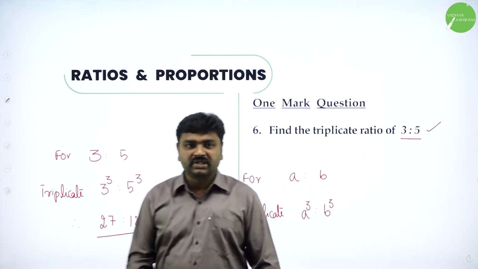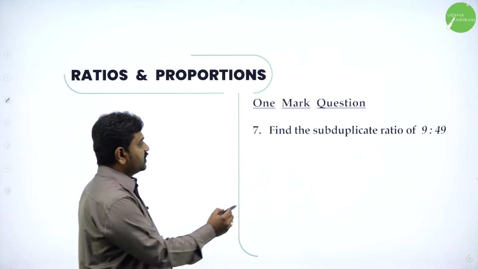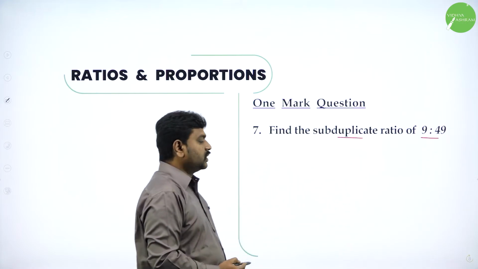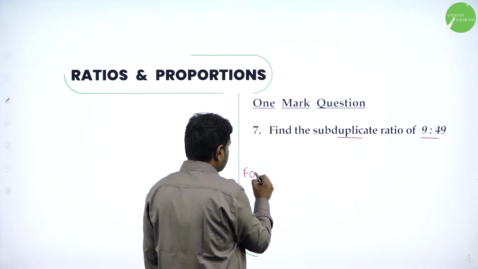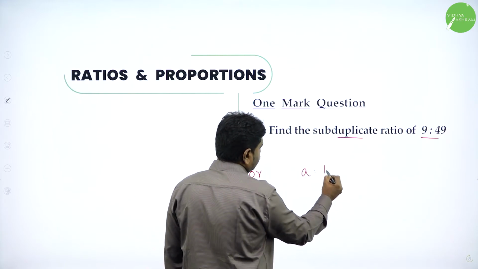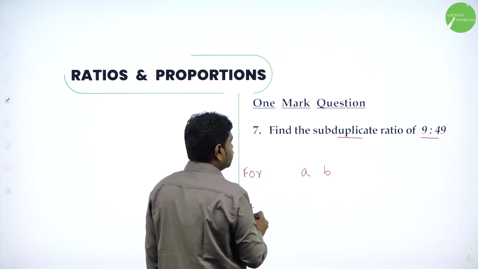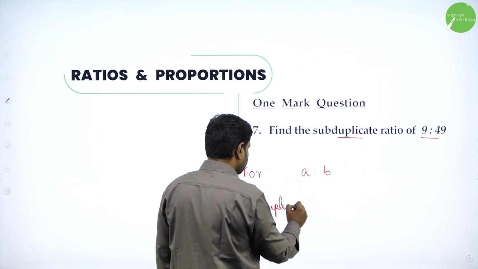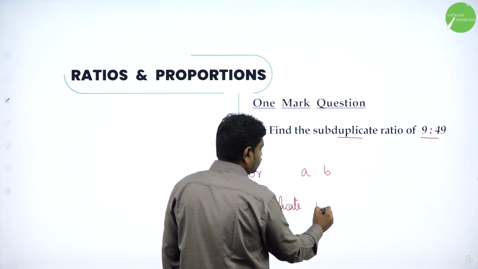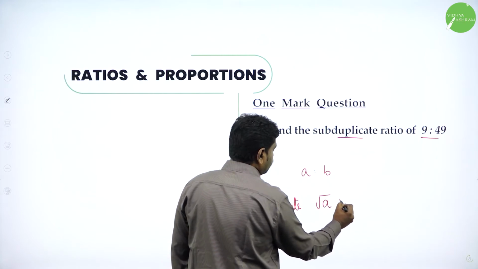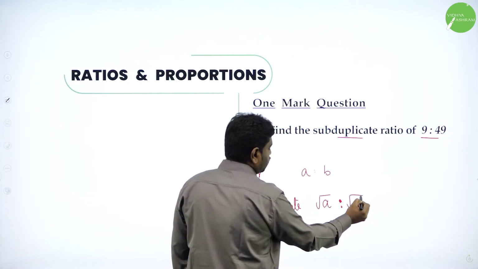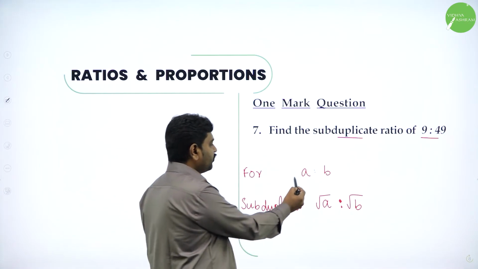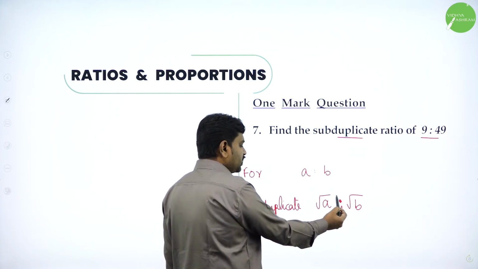So now we'll go to the next question, question 7. Find the sub-duplicate of 9:49. For the ratio A is to B, the sub-duplicate is root A is to root B. Duplicate means A square is to B square, but they want the sub-duplicate. The sub-duplicate of A is root A. For A is to B, the sub-duplicate is root A is to root B.